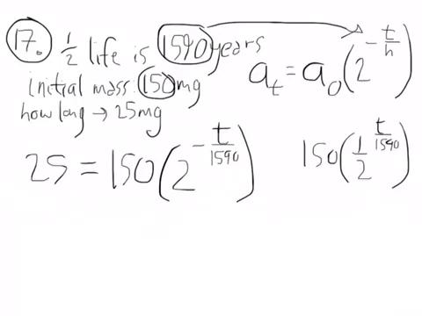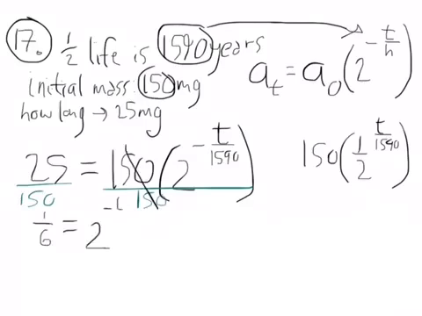First thing I'm going to do is divide both sides by that 150. If I do that, over on the left, you don't have to reduce it, but 25 over 150 is 1/6. That's just a 1. It is the same as 2 to the negative t over 1590. Great, so now I have 2 to some power is equal to some number. So I'm going to rewrite this as a log base 2 statement. So log base 2 of 1/6 is negative t over 1590.